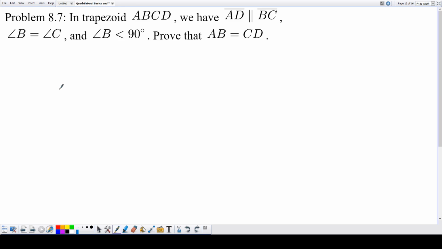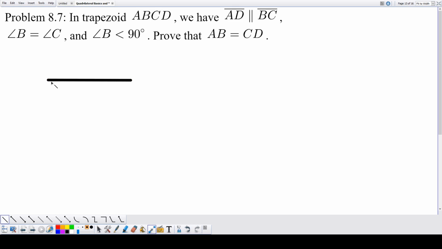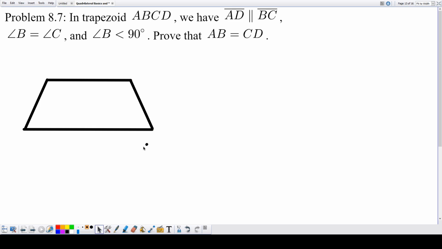Hello again. Problem 8.7, we have trapezoid ABCD. So let's draw that out. Trapezoid ABCD. Okay. A, B, C, D. And nah, those aren't where the points should be. How do I know that? Because AD and BC are the bases because they're parallel.